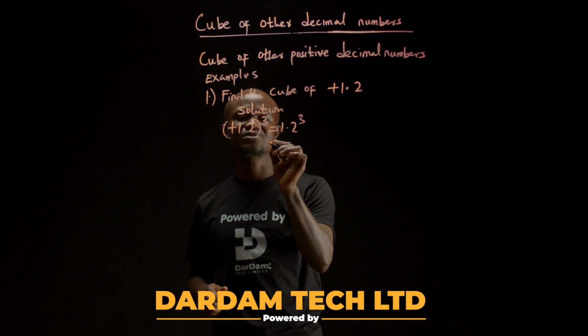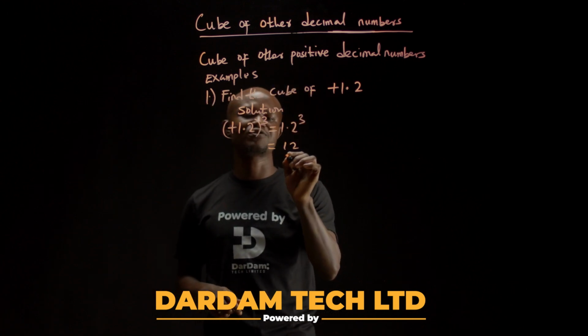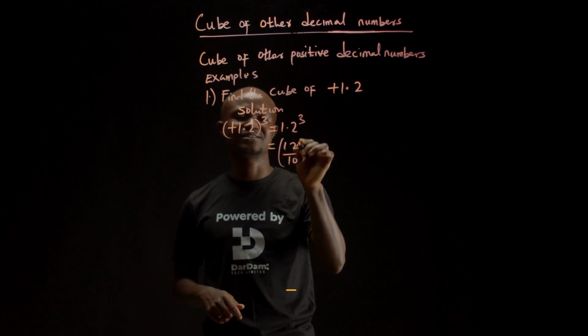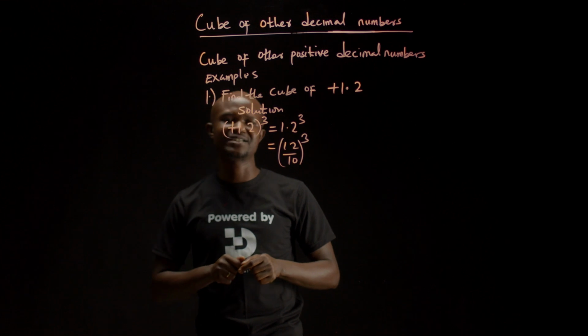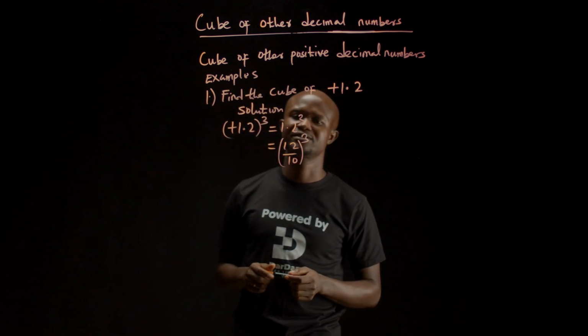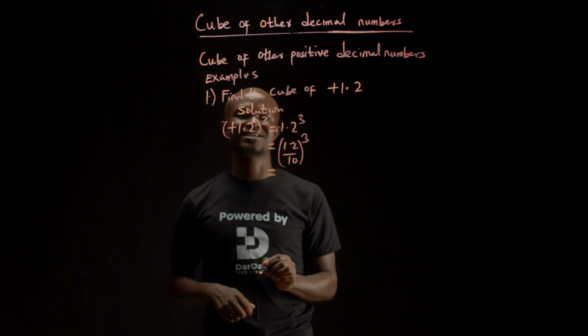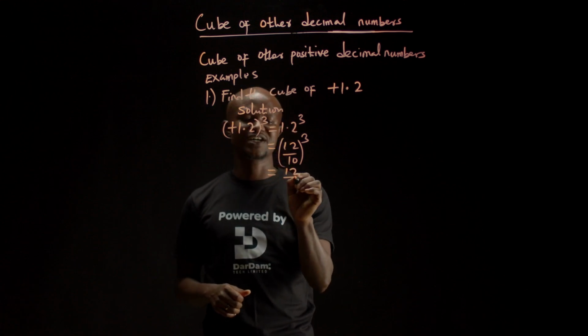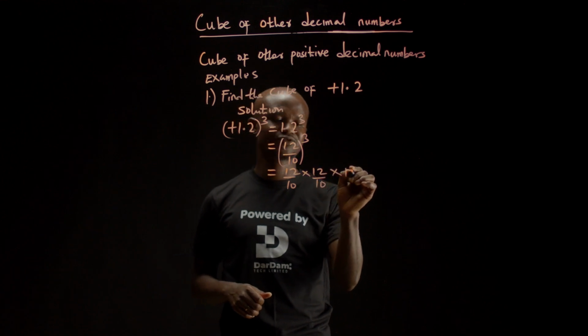So in that case, what do we have? 1.2 can be written as 12 divided by 10, then raised to the power of 3. So what do we have? This can be written as, in 3 places, 12 over 10 times 12 over 10 times 12 over 10.